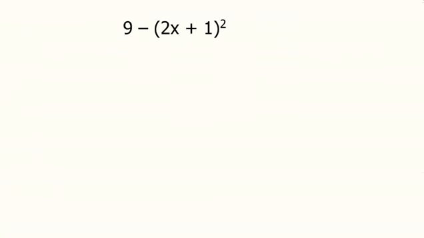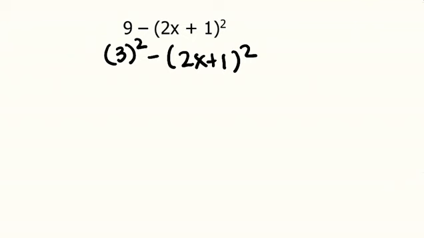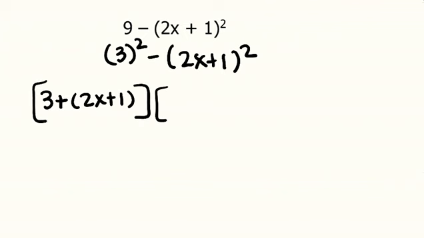Okay, before we move on to the cubes, I'm going to do one where the square is a binomial. So 9 is 3 squared minus this binomial squared. So I'm going to have 3 plus this binomial, and 3 minus the binomial. And if you felt the need to further simplify this, you could say, well, 3 plus 2x plus 1 is going to be 2x plus 4.